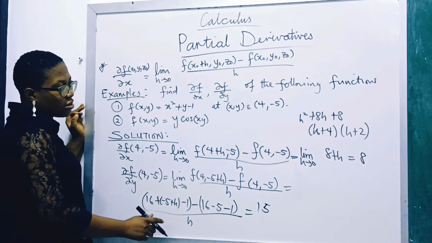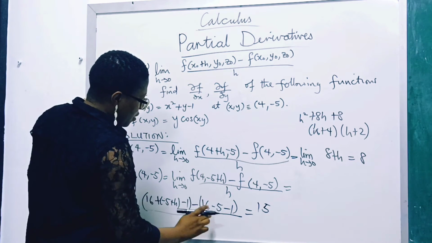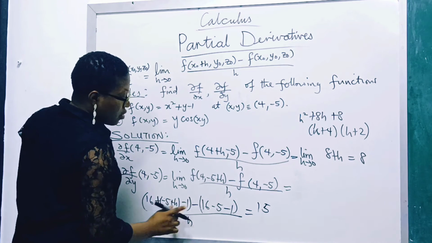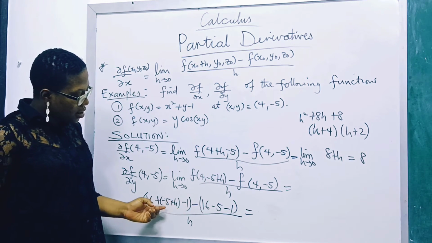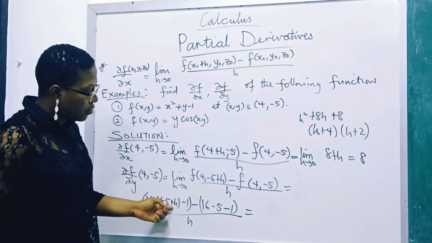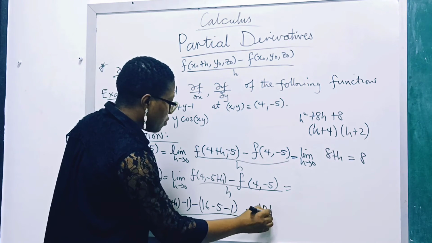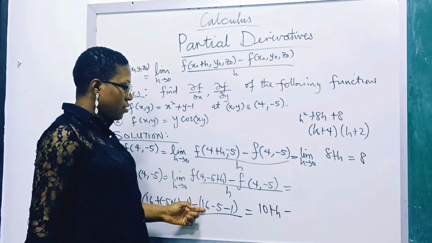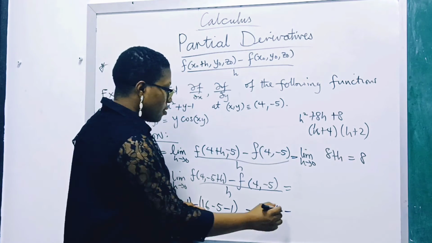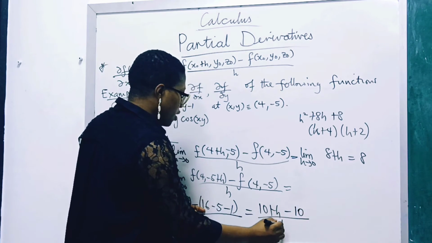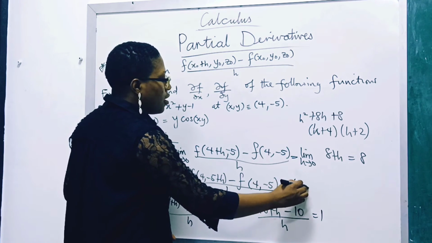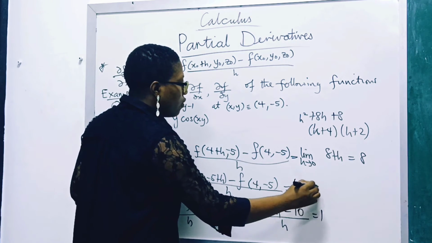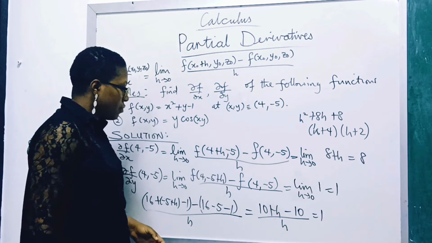Okay, let's take it step by step. We have 16 minus 1 is 15, minus 5 is 10, plus h. So 10 plus h minus 10, all over h, is 1. So this is the limit as h goes to 0 of 1. It's still 1.